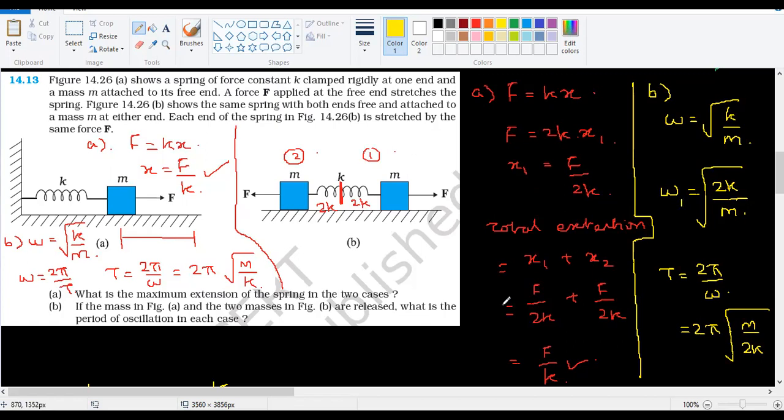Anybody not following anything? If you don't follow this, please let me know. I can explain one more time. Only if you understand this, these things will make sense. After this is just a formula.